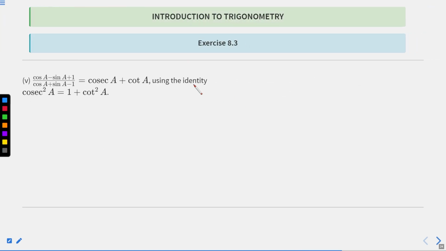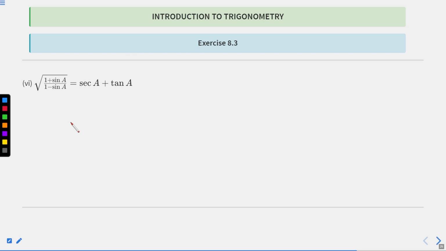And for fifth one, here we have (cos A minus sin A plus 1) divided by (cos A plus sin A minus 1) is equal to cosec A plus cot A. So here you can use the identity cosec square A is equal to 1 plus cot square A, and if we simplify it, then you will get this is equal to this. Okay, so left hand side is equal to right hand side, hence proved. And for sixth one, here we have square root of (1 plus sin A) by (1 minus sin A) is equal to sec A plus tan A. So for proving it, you have to first simplify left hand side, and then you have to show left hand side is equal to right hand side, then hence proved.